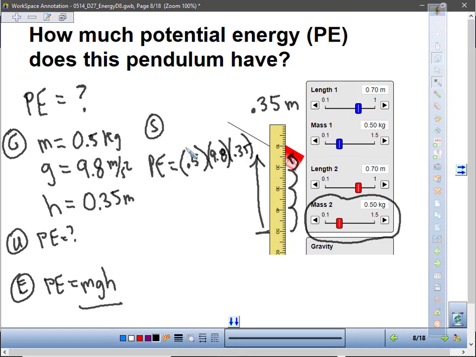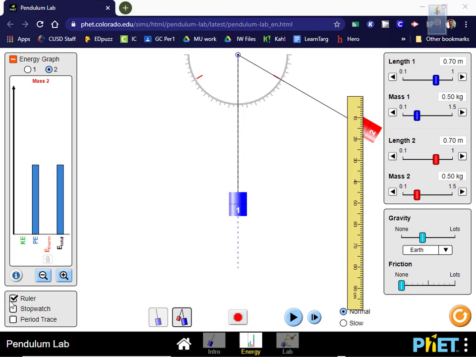And so the final step is solve. G-U-E-S-S, solve. Potential energy equals. So now I'm going to put this in my calculator. 0.5 times 9.8 times 0.35 is 1.72 joules of energy. That's how much potential energy this pendulum has right here when I lifted it up. So let's get rid of our ruler now.